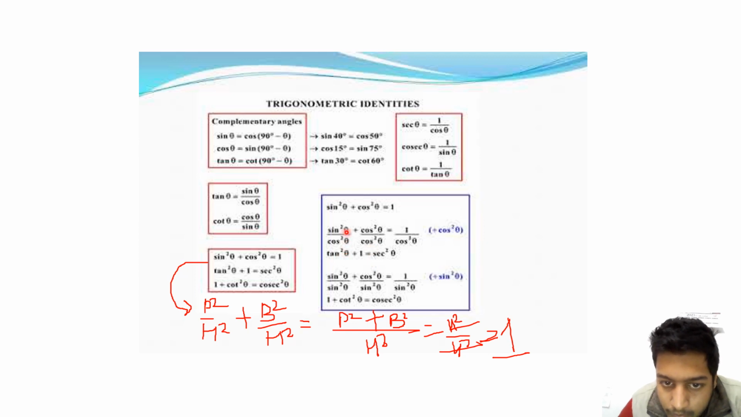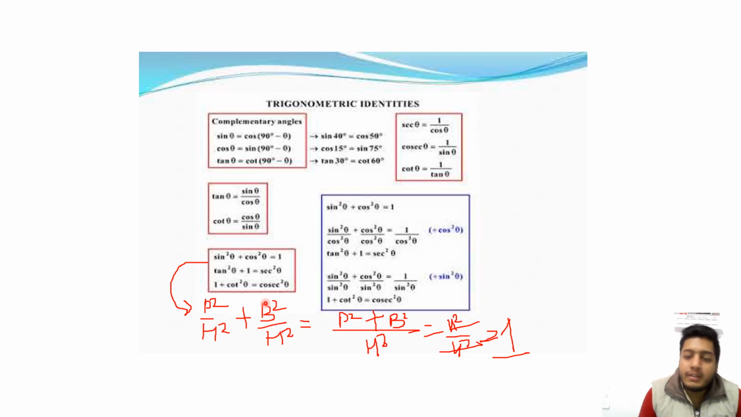See, sine square theta plus cos square theta is equal to 1. We just proved it over here. Tan square theta plus 1 is equal to sec square theta, or sec square theta minus tan square theta is equal to 1. You can also prove it. The value of sec theta for a triangle is given by hypotenuse upon base, and that for tan theta is given by perpendicular upon base.